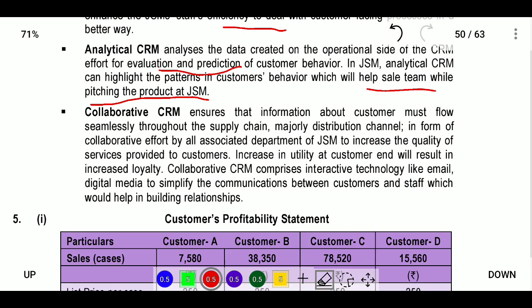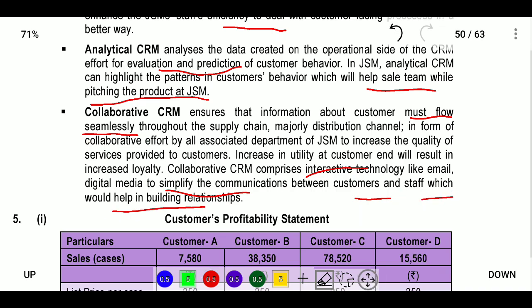Next, collaborative CRM ensures that information about customers must flow seamlessly. So whoever requires the information will get the information. Supply chain and distribution channel work through collaborative efforts by all associated departments of JSM to increase the quality of services provided to customers. An increase in utility at the customers' end will result in increased loyalty. Collaborative CRM comprises interactive technology, like mails. We will get the mails and we will get the feedback, and digital media to simplify the communication between customers and staff, which helps the building of relationships.